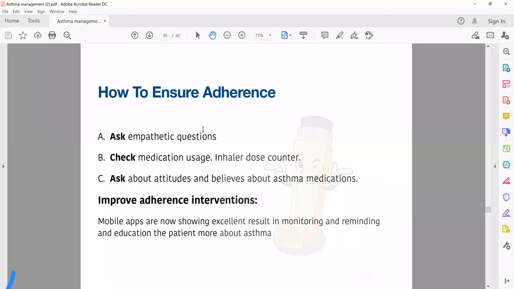How to ensure adherence? There are 3 parts. First, by asking the patient directly a simple question like, are you using your medications? How often did you use your medication last week? Then check his medication usage by the inhaler dose counter, or even if he writes his usage in a diary. After that, you're going to ask about attitudes and beliefs about asthma medication.